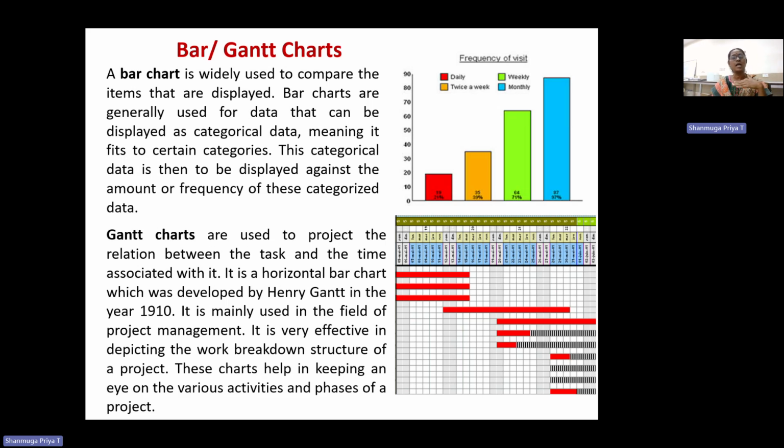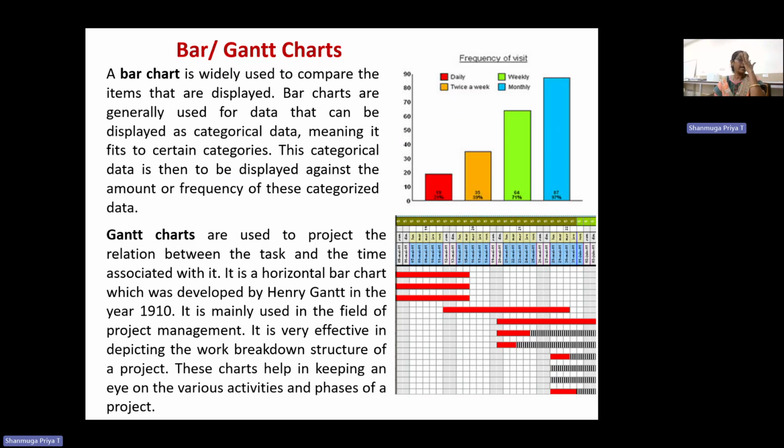Coming to the Gantt chart, it shows the relation between the task and the time associated with it, and usually a horizontal bar is used. This chart was invented by Henry Gantt in the year 1910, and the chart is named after him. It is one of the important project management tools. For the work breakdown structure, the key activities are given in the task bar with respect to the time duration. It is mainly used for scheduling.